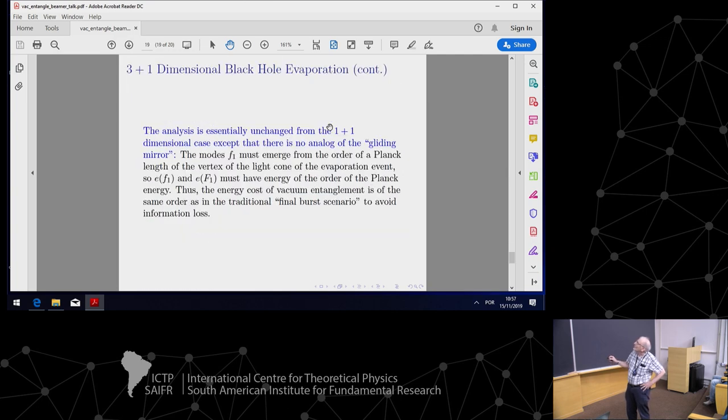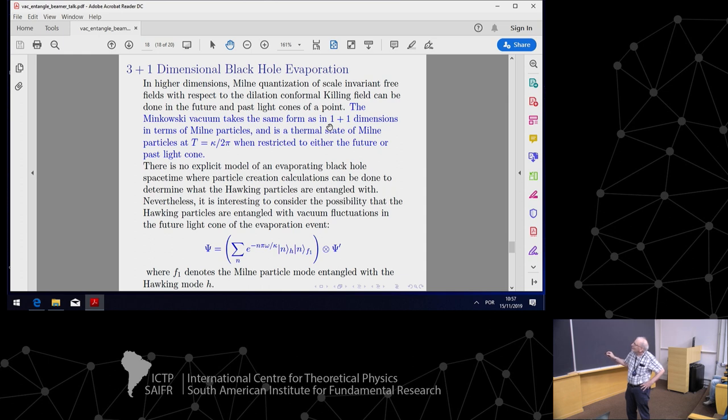So, though I can write this down, the same analysis says that there's going to be a particle cost to this, but now we're in a situation where it's hard to see how these particles would not have Planck energy, that they would have to be emerging from Planck scale near the evaporation event.